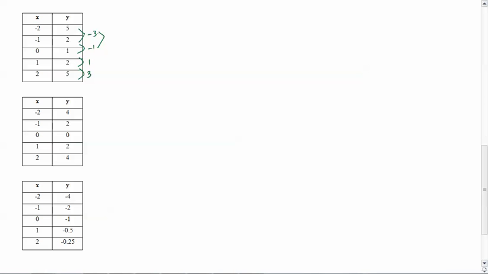Negative 1 minus negative 3. Now, I'm only going to do this once. That means negative 1 plus 3, which is 2. 1 minus negative 1 is 2. 3 minus 1 is also 2. There we go. So there is a constant second difference, which means that this is quadratic.